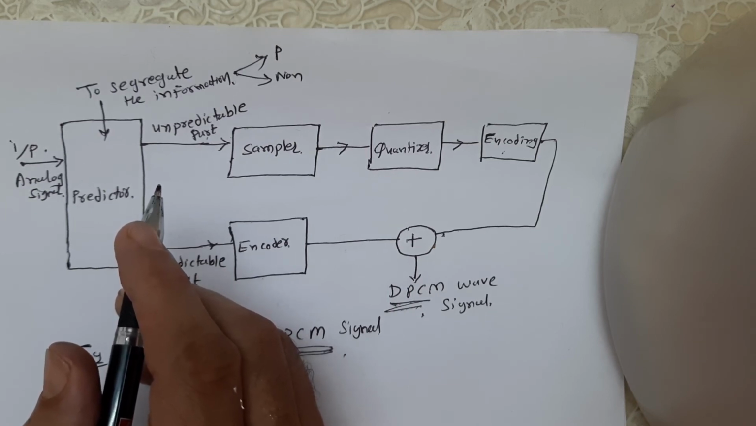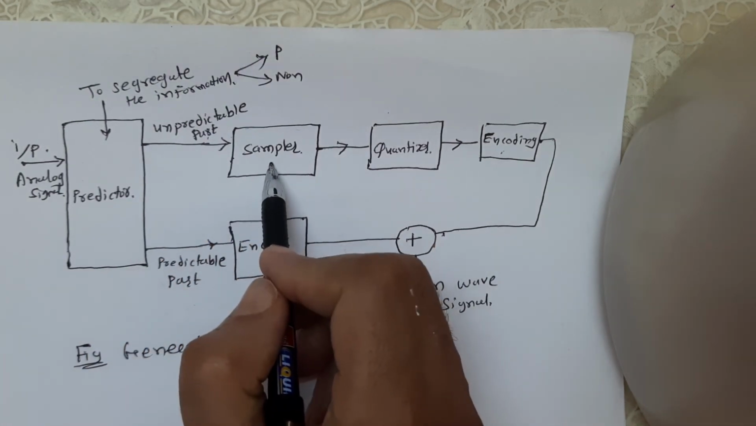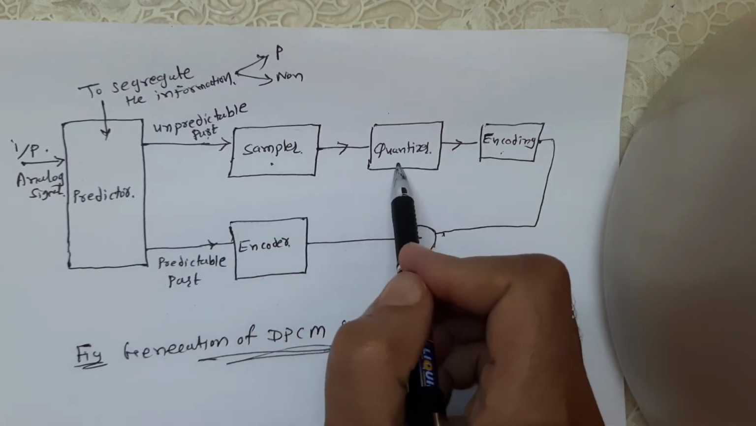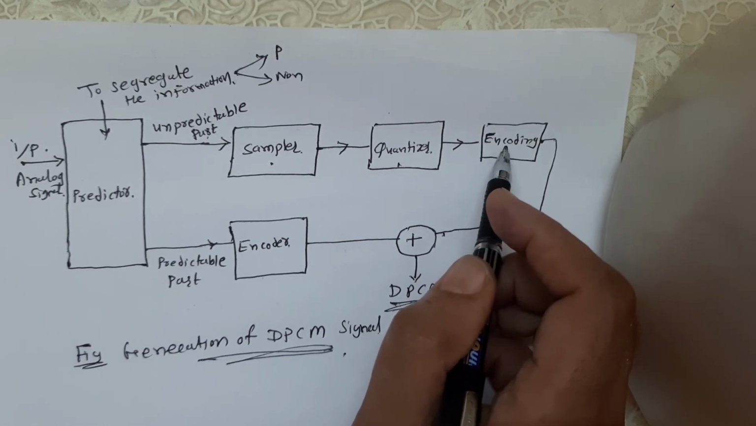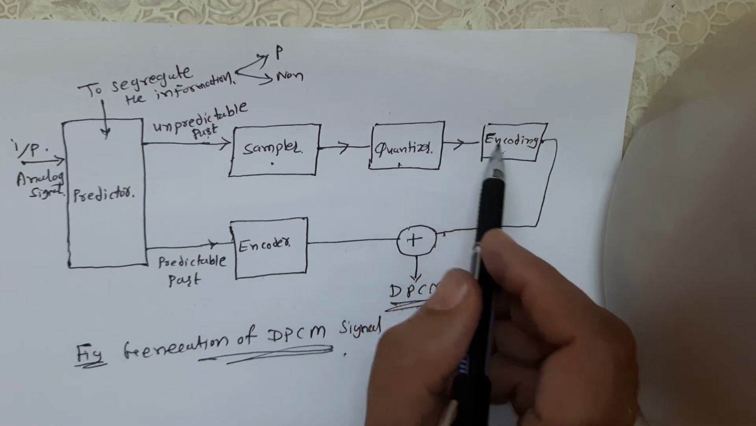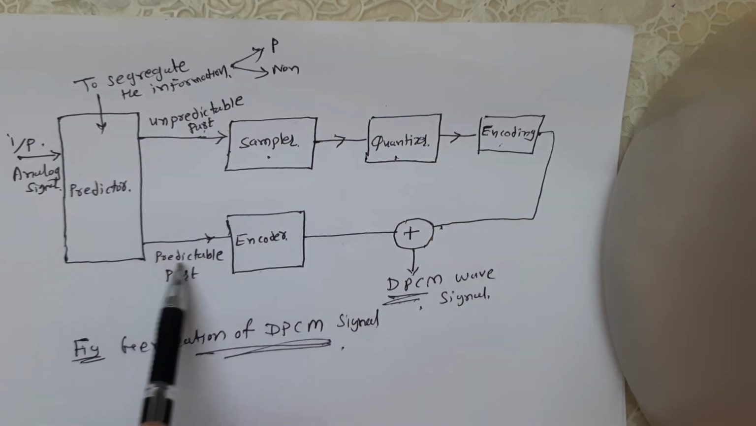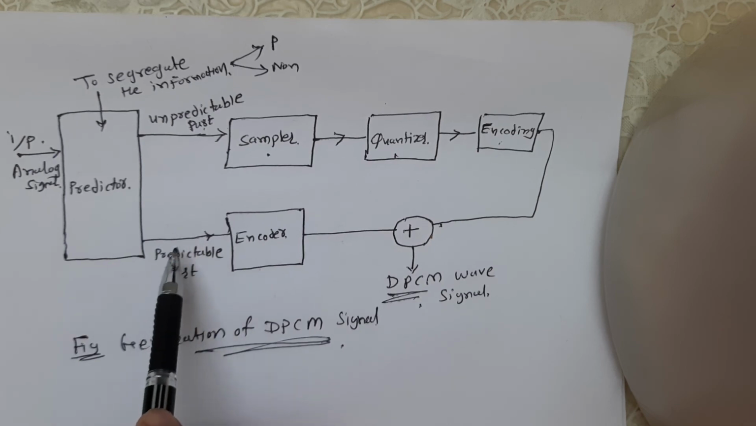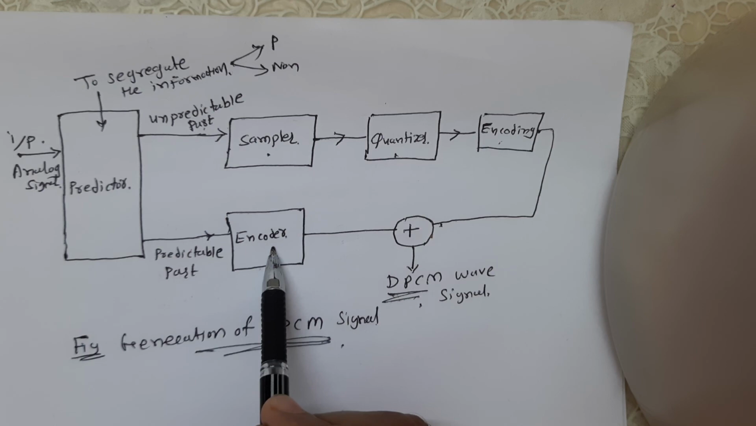The unpredictable part is passed through the sampler, quantized with the help of the quantizer, and encoded with the help of the encoder to get the PCM corresponding to it. The predictable part, that is the output of the predictor, is directly passed through the second encoder to get the code. Both these are combined to get the DPCM.